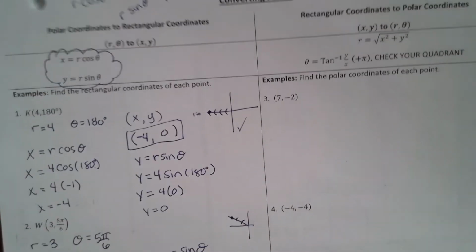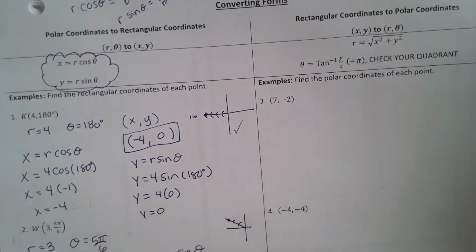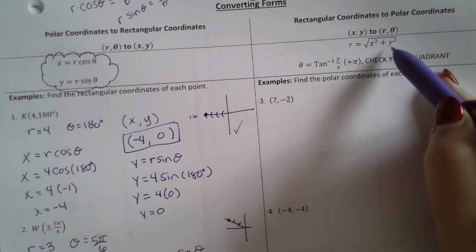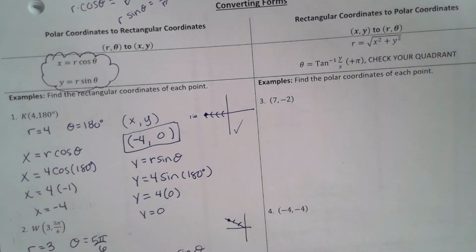Okay, now let's go the other way. If we are given a rectangular coordinate and we want it to be a polar coordinate, our formulas have to change. So to find r, we're going to do the square root of x squared plus y squared. That should not look different. We've been using that same formula all semester.